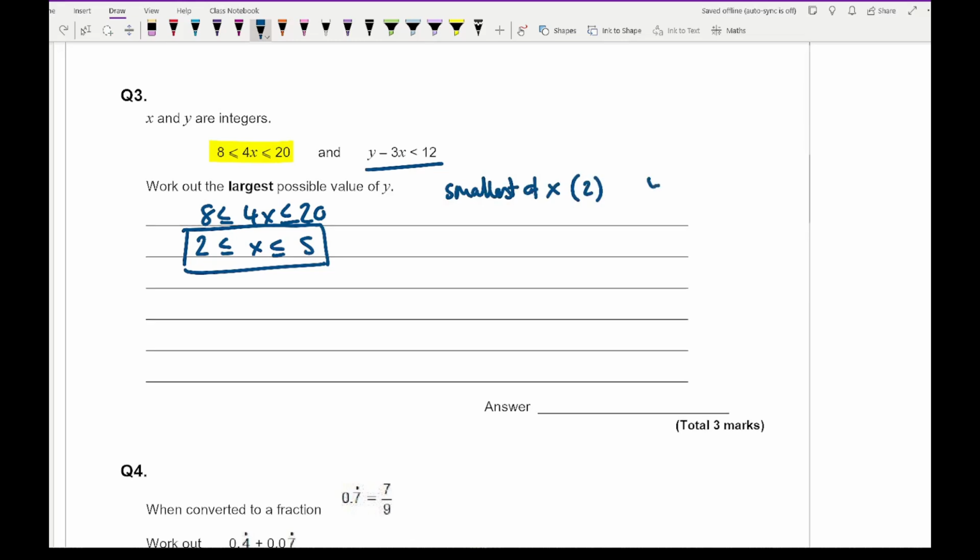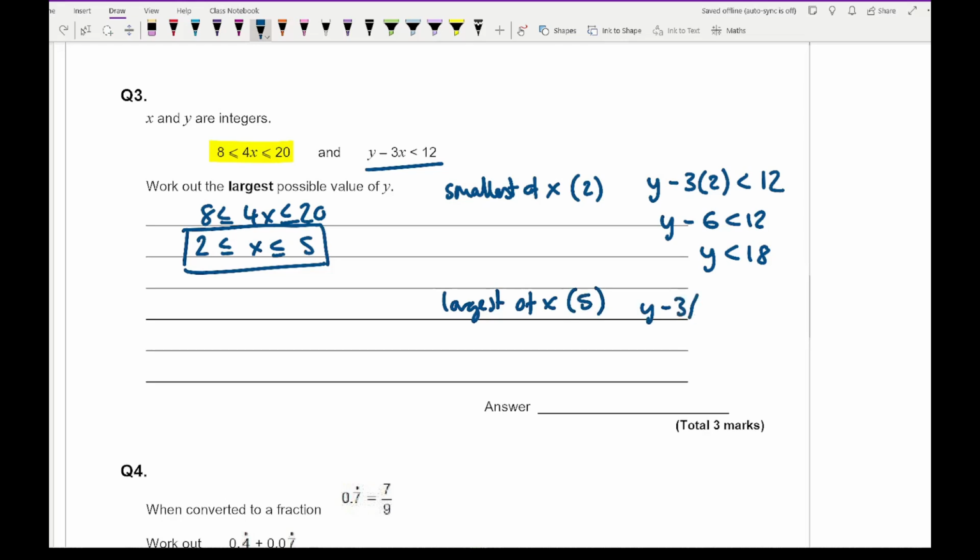So what I end up with is y minus 3 lots of 2 is less than 12. So y minus 6 is less than 12. So y is less than 18. Now if I use the largest value of x, which is going to be 5, I get y minus 3 lots of 5 is less than 12. So y minus 15 is less than 12. So y is less than 27.